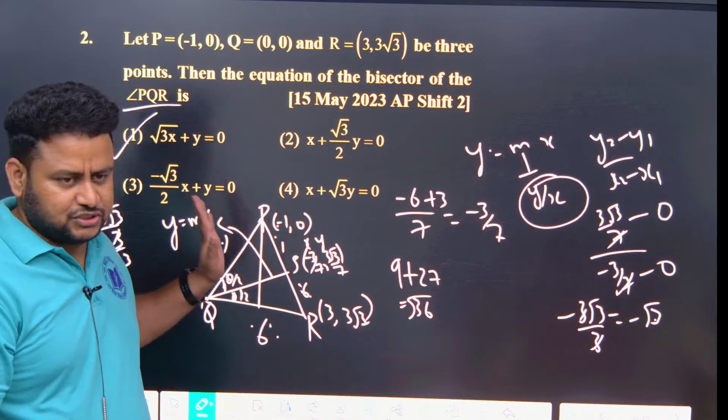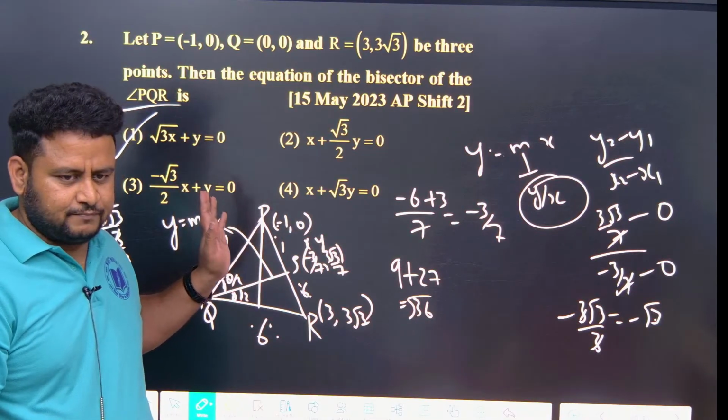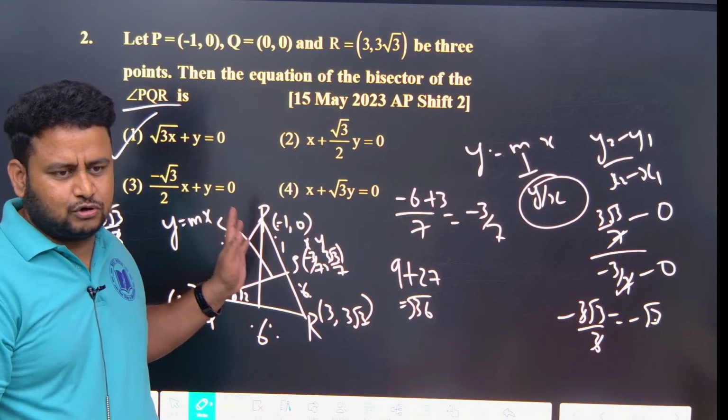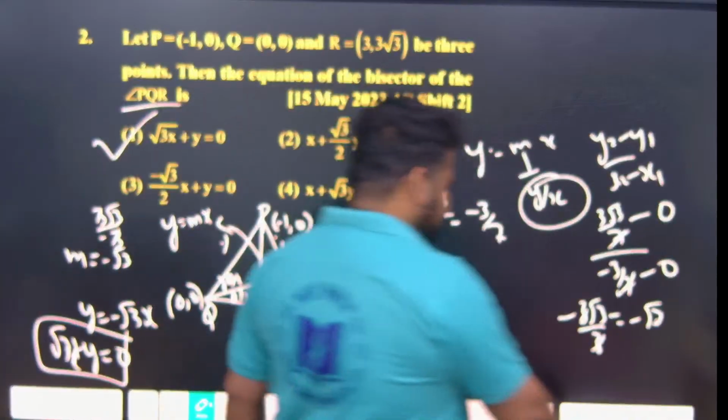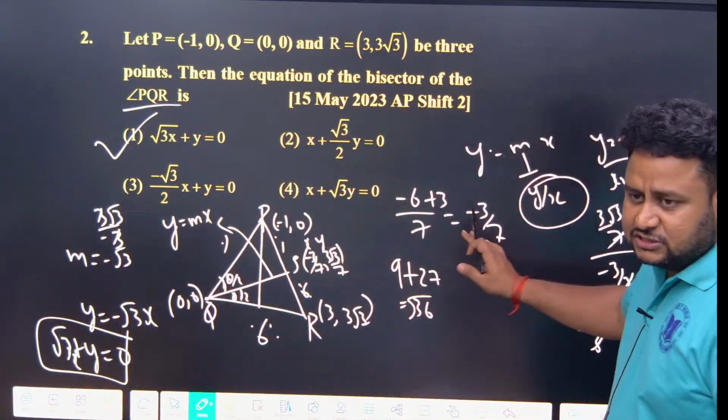This is how you solve this question. Understood? Such questions you have to solve. These are locus questions. Some more questions are there when it comes to locus. Let us see. Understood till here this question?